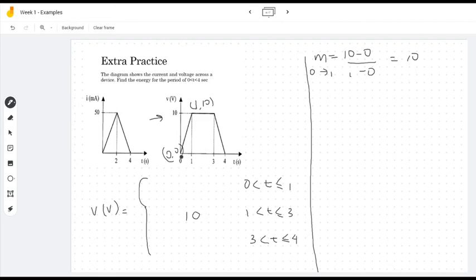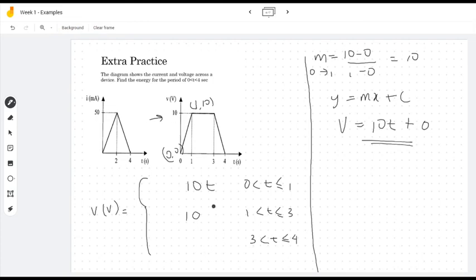Now you know that the y-intercept is 0, so straight away you can put your equation y equals mx plus c. Your y-axis now is V, your gradient is 10. Your x-axis is t. Yep, when you have kids, plus 0. So the equation is V equals 10t. Now how about the last bit?